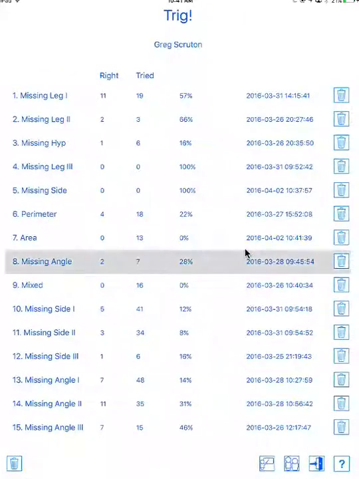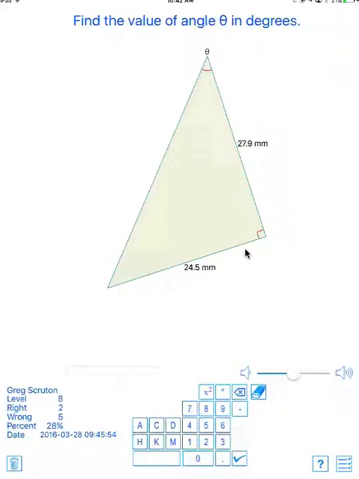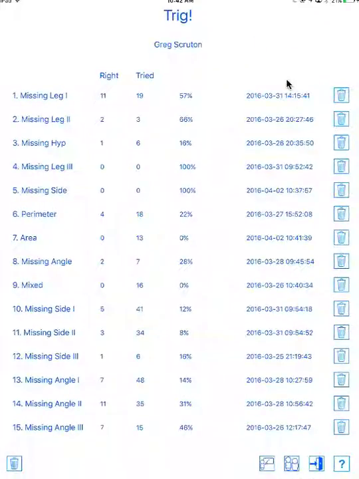Alright, level 8, you're being asked to find a missing angle using one of your trig ratios. In this case, I'm given the opposite side and the adjacent, so I would use my tan ratio. Level 9 is a mix of level 1 all the way up to level 8, so you don't know what kind of question you're going to get, and it's meant to be a review of all the right angle trigonometry.